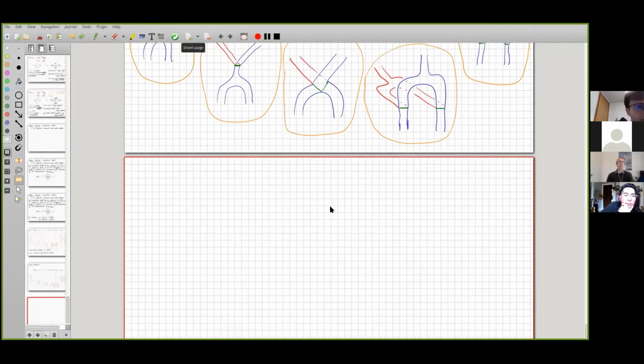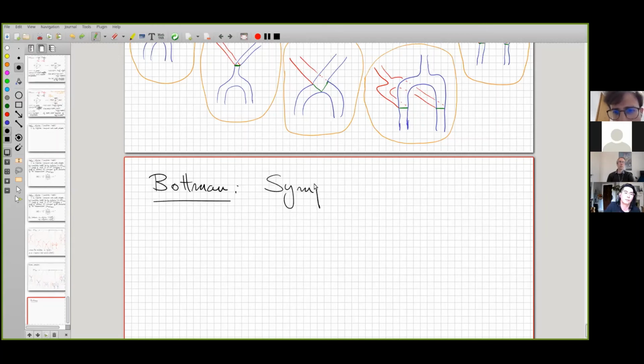So what you're referring to is the work of Bottman. Let me just write Bottman. There is this Fukaya category of a symplectic manifold. So there is Symp, that's a symplectic category, and it should be something like an A∞ 2-category.